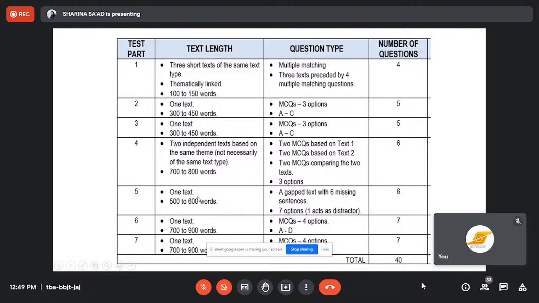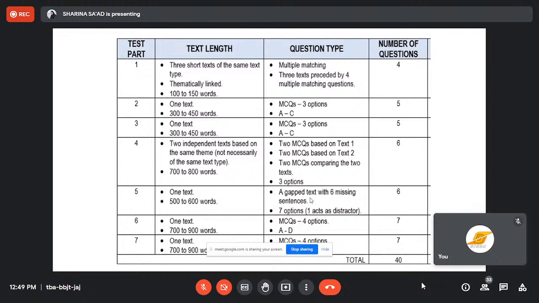Part 5, you have 1 text. It is a gap text with 6 missing sentences. This is quite tricky because you have to fill in the blanks with the missing sentences. Quite challenging, but through practice, if you have done the practice before, then you will be familiar.